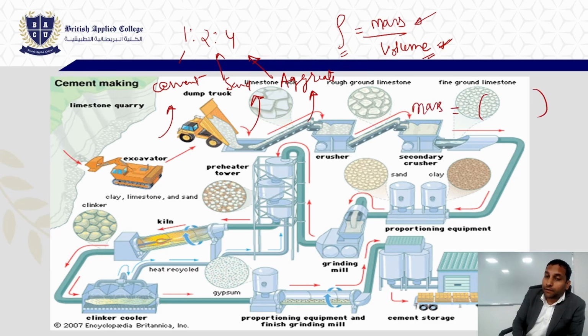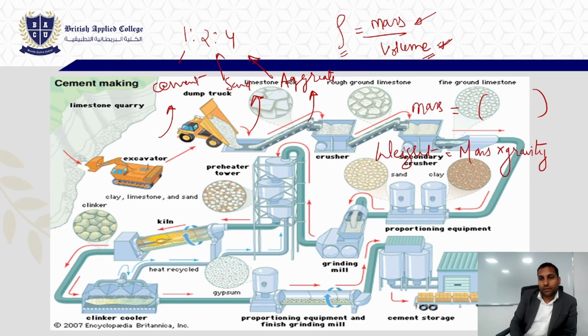Once we have the mass of cement, we know weight is nothing but mass times gravity, right? So we can write weight is nothing but mass, whatever you got, times gravity, 9.81, and you will get the weight. So suppose total weight you required comes out to be around 200 kg.